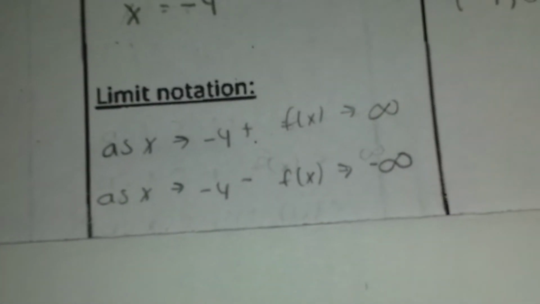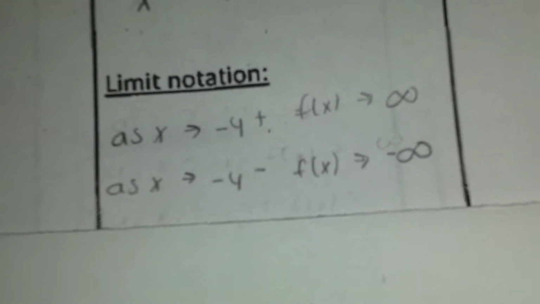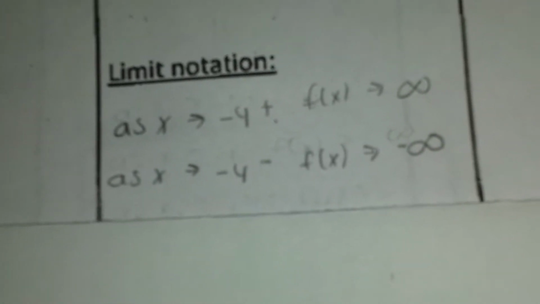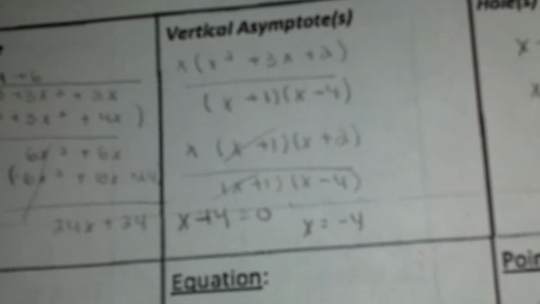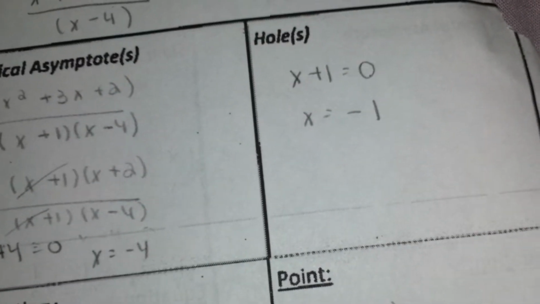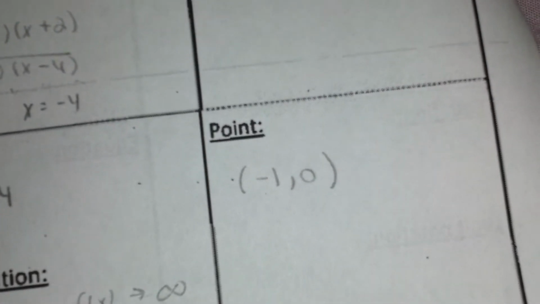So the limit notation when you plug it into your calculator is: as x approaches negative 4 from the right, f of x goes to positive infinity, and as x approaches negative 4 from the left, f of x goes to negative infinity. The next thing is to find the holes. You only had one thing factored out, and it was x plus 1, so you set that equal to 0 and find x equals negative 1. So the point for your hole will be negative 1 comma 0.